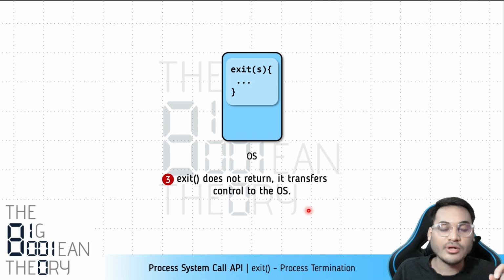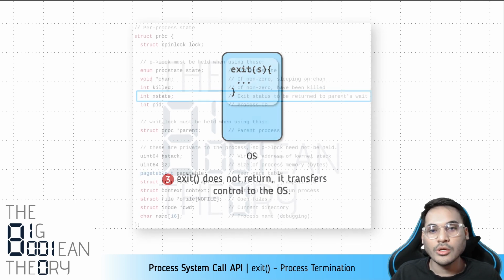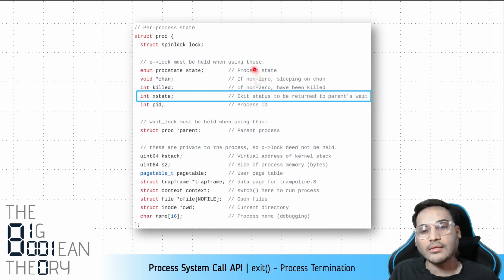So now let us see what happens next. We have passed this status value, this integer value. What will happen to this integer value? We are not returning anywhere. So let's see how that integer value, the exit code, is processed. What happens is that the exit code is stored in the process control block, right?